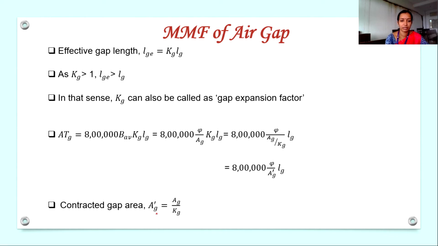So keep in mind these two equations. Effective gap length is equal to kg into Lg. Contracted gap area is equal to Ag by kg. We need these two for doing problems. Effective gap length and contracted gap area.